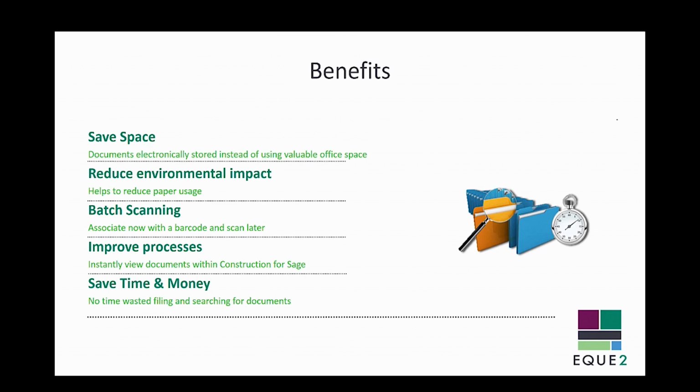We can reduce your environmental impact, so it reduces that paper usage, as we mentioned. It will allow you to batch scan your documents, so you can scan them all in and it will merge those documents into one overall file for you. Okay, so you don't have to do that manually anymore. It's improving your processes because you can instantly view all of your saved documents through the software. So you don't need to get out of your seat, you don't need to search that filing cabinet for the invoice you're looking for. You can do all of that directly through the software with intelligent search routines.